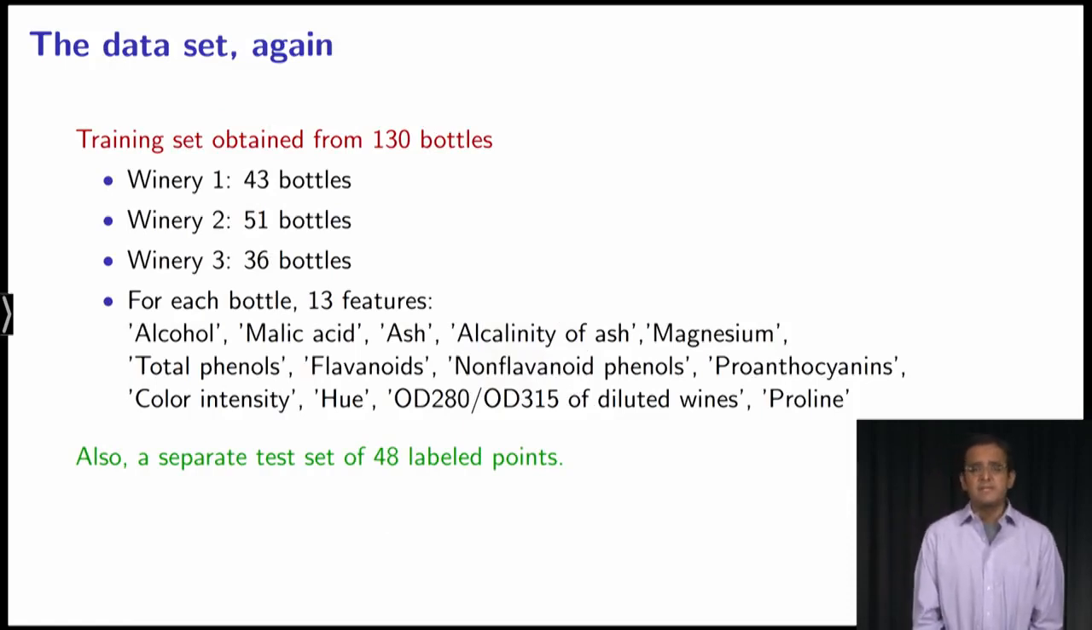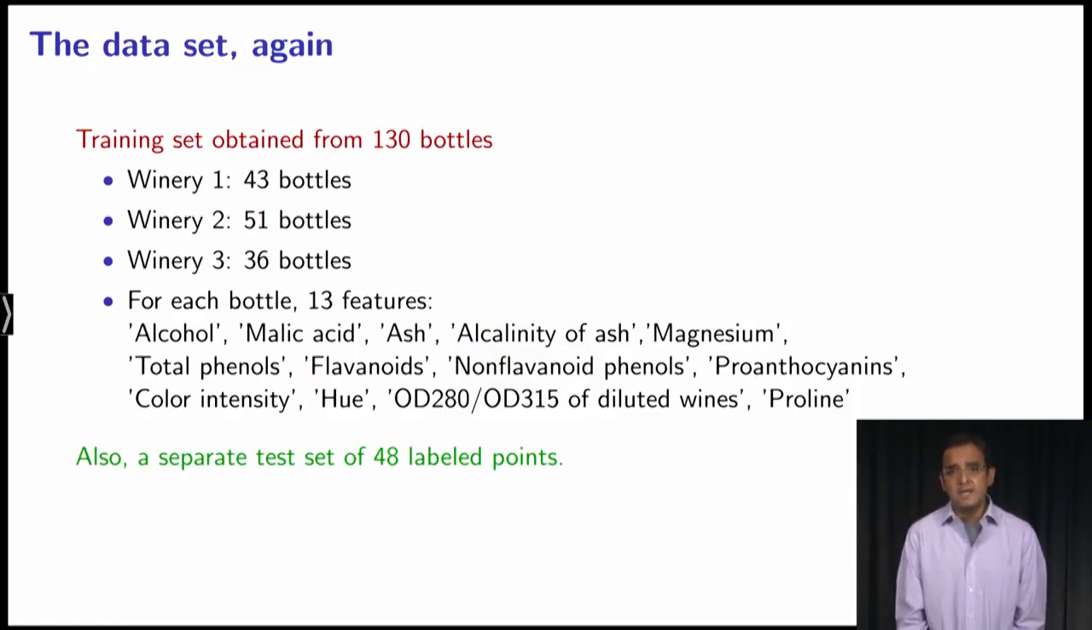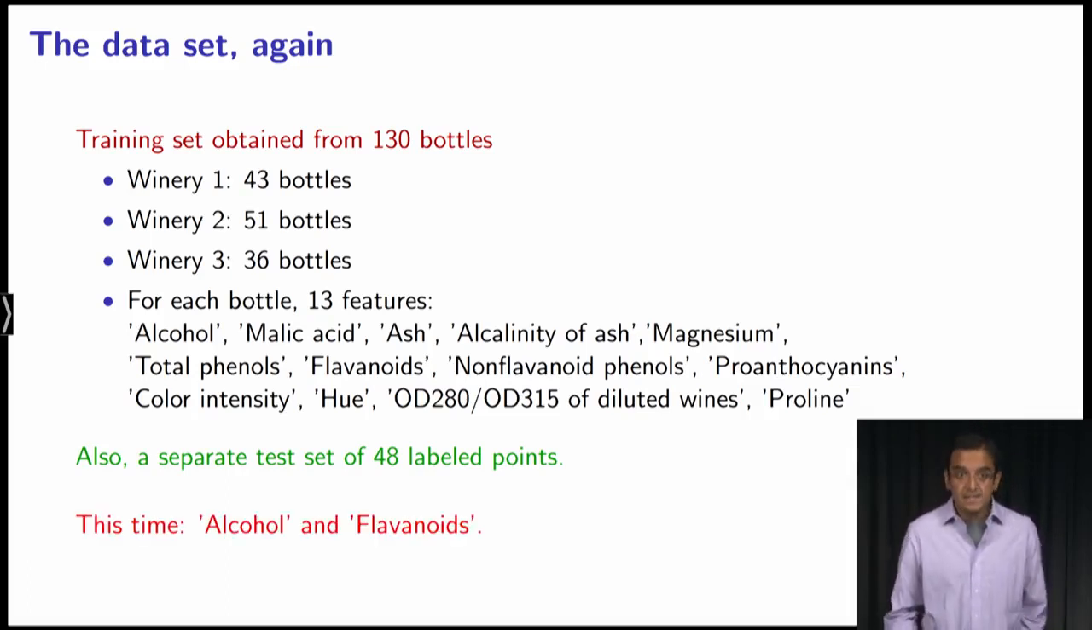So just to remind you about this data set, we had a training set obtained from 130 bottles, so 130 data points. 43 of them were from winery 1, 51 from winery 2, and 36 from winery 3. And from each bottle, we extracted 13 features that make sense to wine experts. There was also a separate test set with 48 labeled points. Now, last time, the feature that we used was alcohol. This time, we'll use a second feature, flavonoids. These are a family of chemical compounds that show up in wine. Okay, so these are the two features we're going to use.